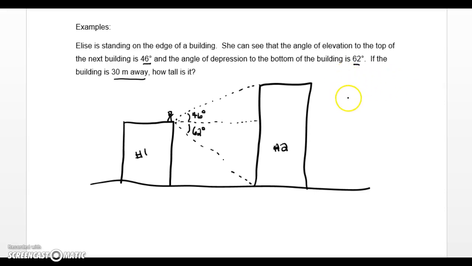So we want to know how tall this building is. So we're looking from the top of the building all the way going down to the bottom of the building. We can call that value X. We want to look for how tall that building is.